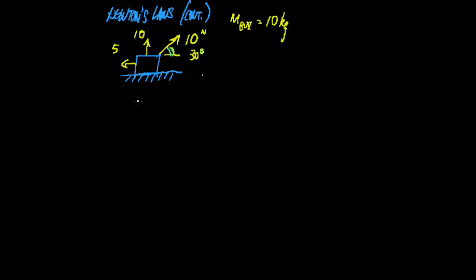So how are we dealing with these? We want to know if it moves. This question might say find the acceleration in the x and the y, or find out, does the box move? Anything like that. So what we need to do again is first draw our free body diagram.